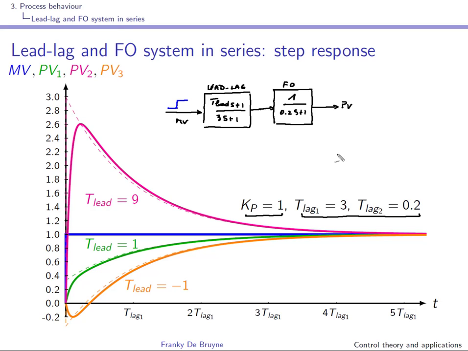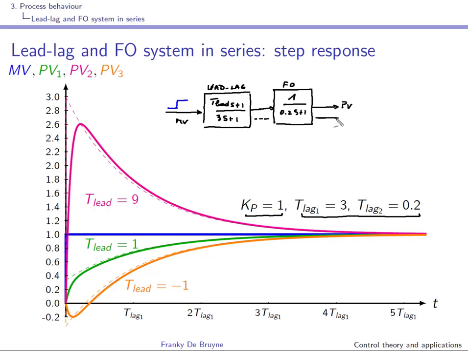So you have here the step response for these 3 cases in full line, but you can see also that we have the step response of the intermediate system, so the step response of the lead lag system in dashed lines. We have been studying the step response of this lead lag system before, so you recognize the 3 step responses for the 3 cases. The lead is equal to 1, 9 and -1.